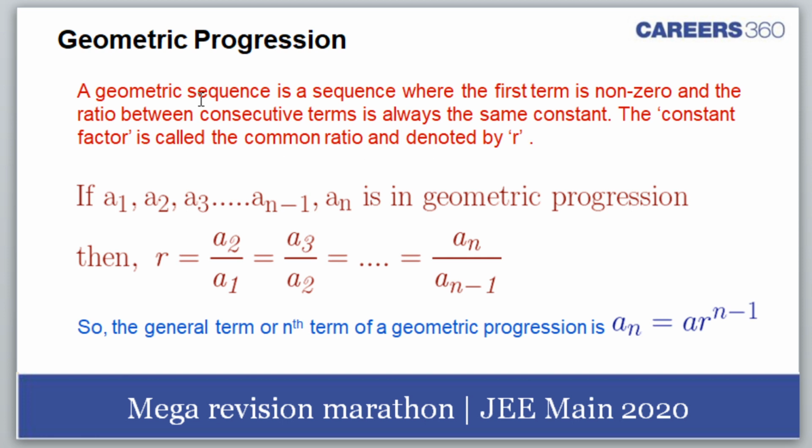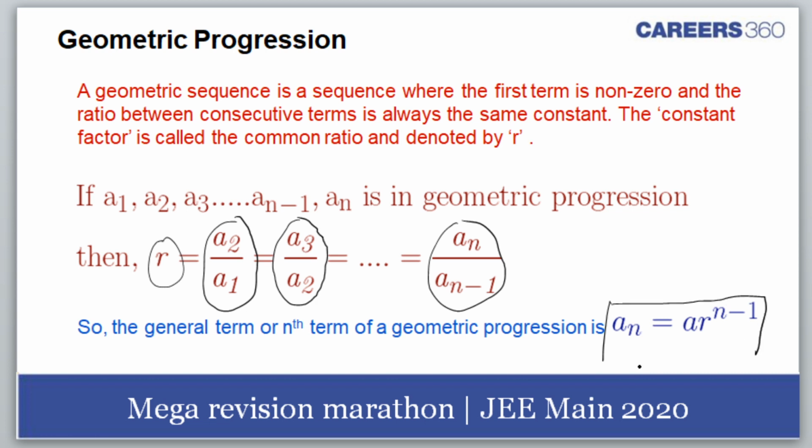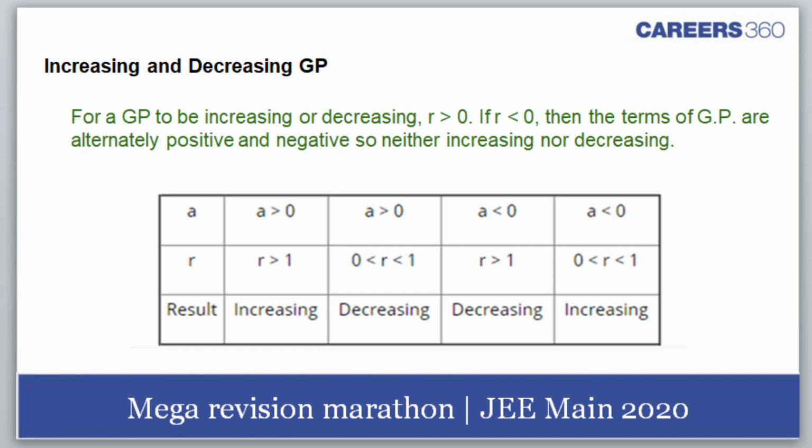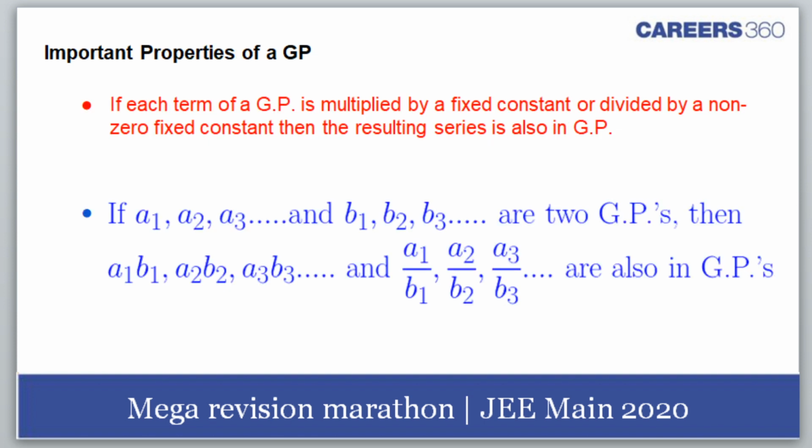So, a geometric sequence, everybody understands, the consecutive terms are in the same ratio. A2 by A1, that is the following term divided by the preceding term, gives you a ratio, that is r. So the general term is a r to the power n minus 1. Now let us quickly go through GP. We have an increasing or decreasing GP. Then we have important properties of GP. If each term of a GP is multiplied by a fixed constant, or divided by a non-zero fixed constant, then the resulting series is also a GP.